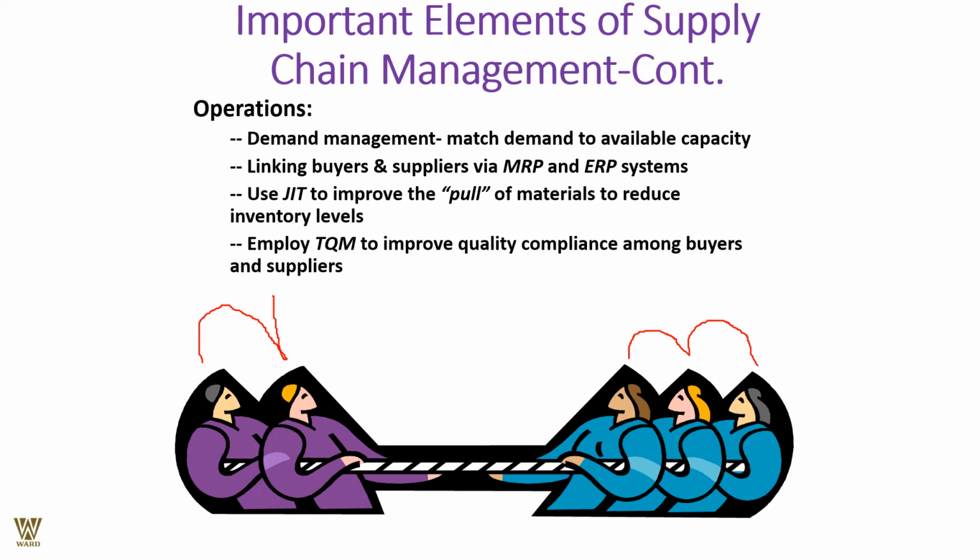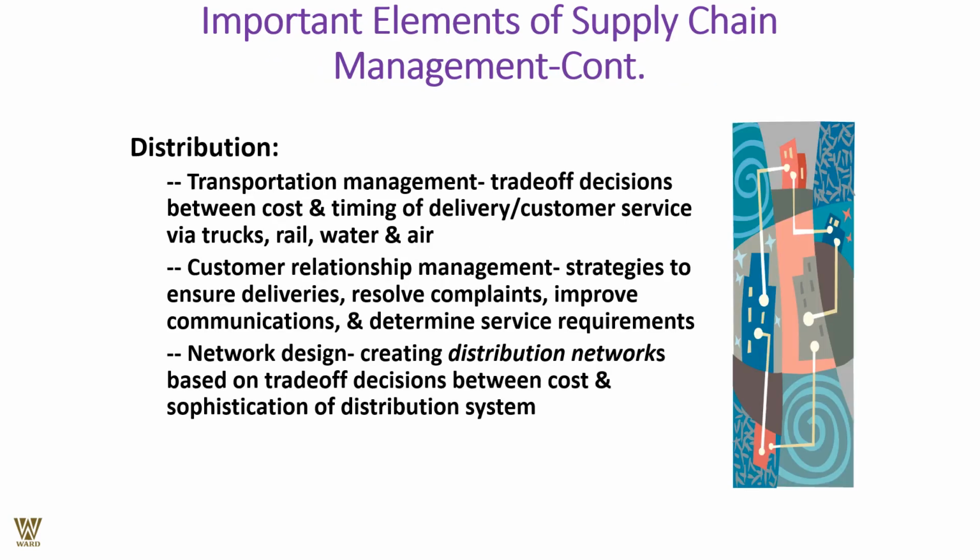So this is a thing that needs to be ascertained. Use just in time to improve the pull of the materials time and again, and we are talking about the inventory materials. Employ total quality management to improve quality compliance among the buyers and among the suppliers. Distribution is all about transportation management, a trade-off decision between cost, timing of the delivery, and customer service via trucks, rail, water, and air. Customer relationship management strategies ensure deliveries, resolve complaints, improve communication, and determine the service requirement then and there.